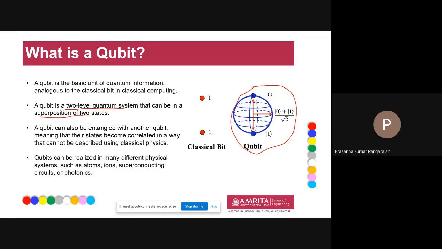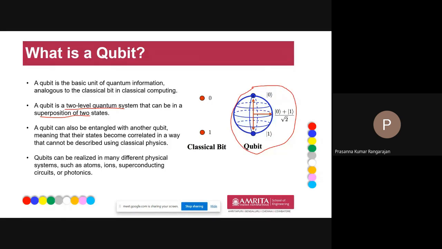So one qubit, what we can do is we can entangle them with another qubit, which means that the state becomes correlated to the other in a way that cannot be described using classical physics. Okay, so unlike classical bits, which have 0 and 1, as I told you, these qubits can be entangled with another qubit, which means that the states can be correlated with each other.